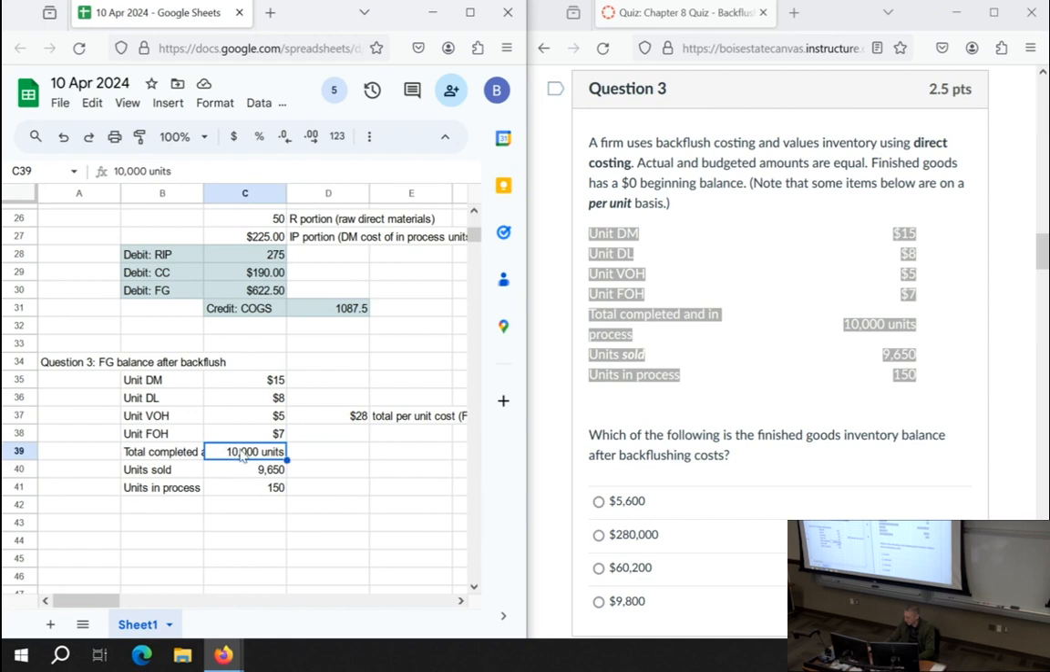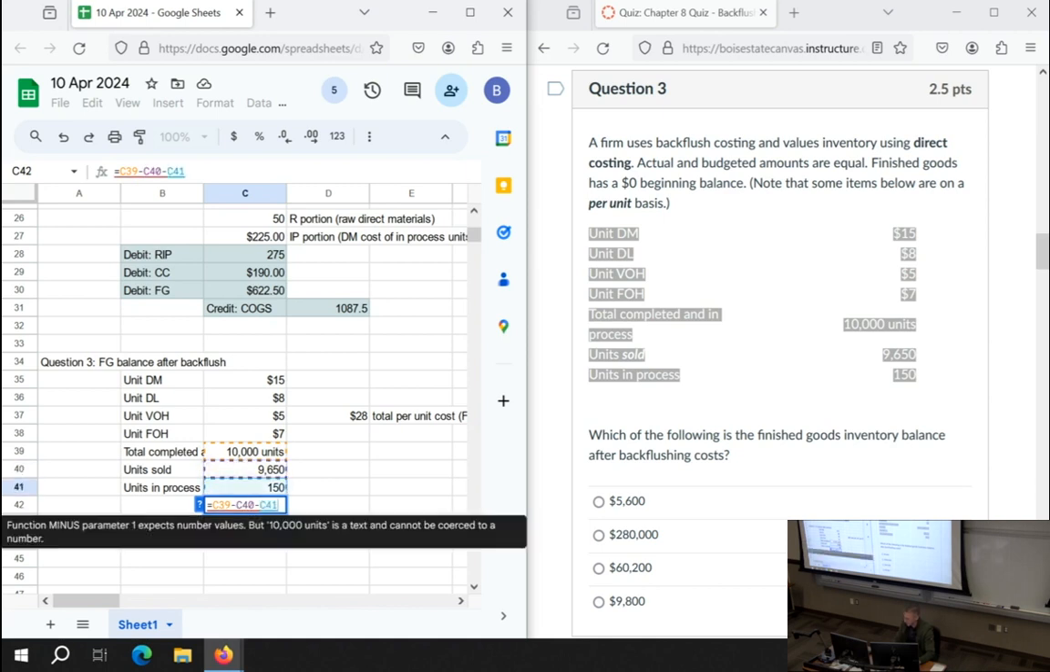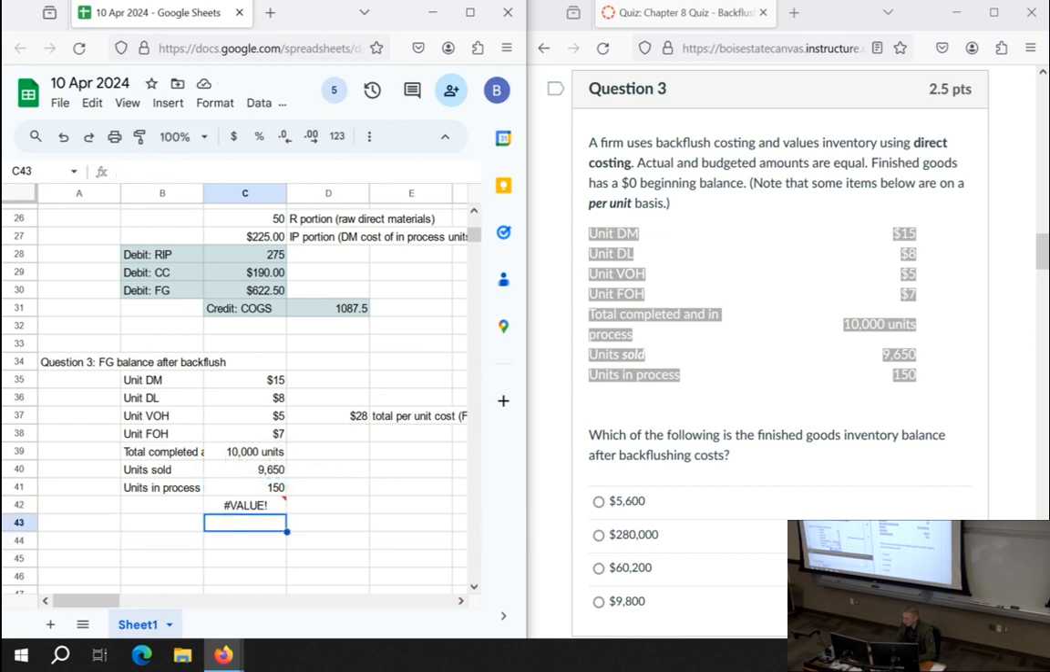All right, we have 10,000 total units, 9,650 of them are sold, and 150 of them are still in process. So basically, by process of elimination, the number of units that we finished, they're not in process anymore, but they're not sold yet, which would be the inventory that's in finished goods, is 10,000 units minus 9,650 minus 150. I didn't convert this into a number. There we go. So 200.